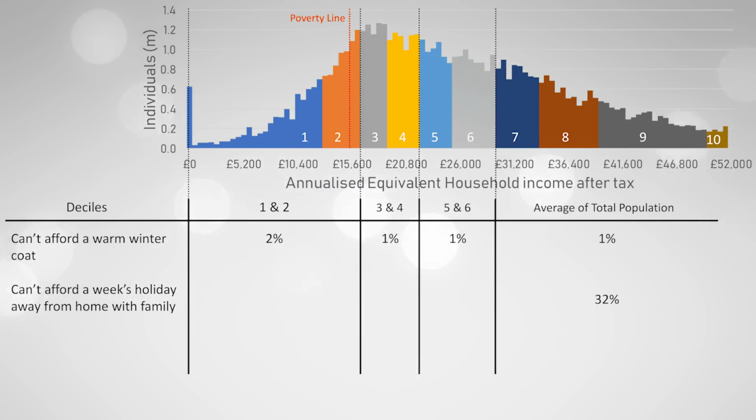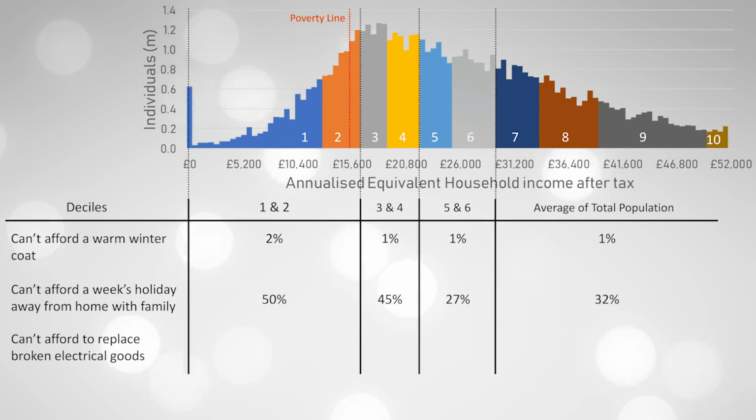32% of the population can't afford this, and it's 50% of the lowest income group. And finally, not being able to afford to replace broken electrical goods. 20% of the population as a whole, and 35% of the lowest income group. Now, which of these measures you think best constitutes poverty is entirely up to you.